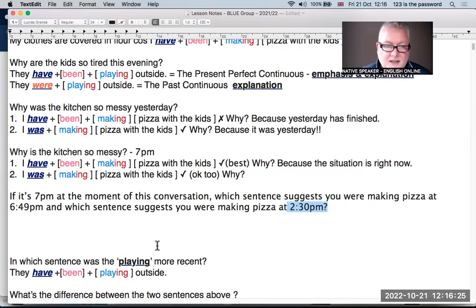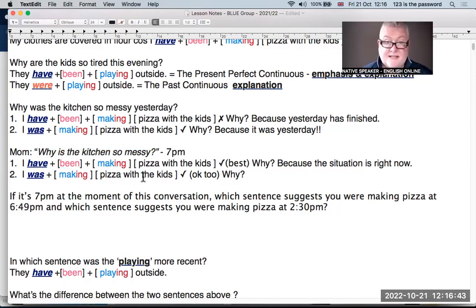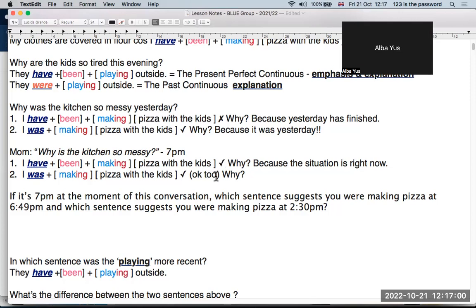So this question is asked by mom. Mom comes home and mom says, why is the kitchen so messy? And she asks this question at 7 p.m. when she arrives home from work. Which of these, now both of these sentences are okay. And I won't say best, I'll say okay too. Which sentence is best if you were making the pizza at 6:49, Alba? The first one. Okay.